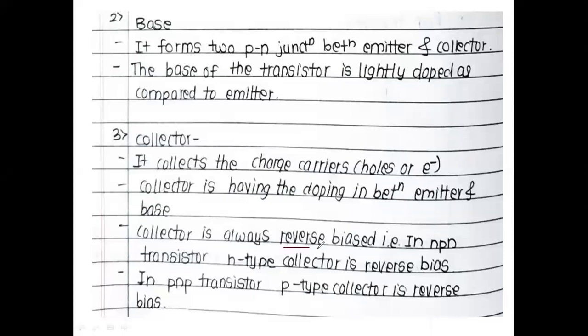So we have to give one more supply between the emitter and collector. This one is reverse biased. In an NPN transistor, the collector is N type, so we have to provide a positive supply, and it is reverse biased.